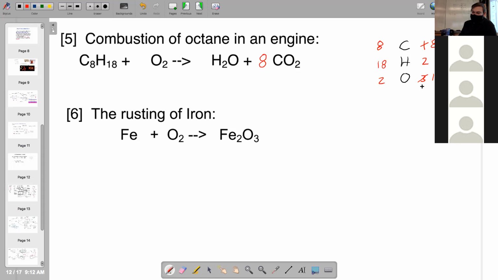So it doesn't matter which atom you do next. You can do hydrogen if you want. So you see the carbons are balanced at this point. There's 18 hydrogens on the left. There's only 2 on the right. So if we stick a 9 in front of here, that changes the number of hydrogens to 18, but it's also changed our number of oxygens. There were 16 oxygens here, and then here there are 9, and 9 and 16 comes out to be 25.